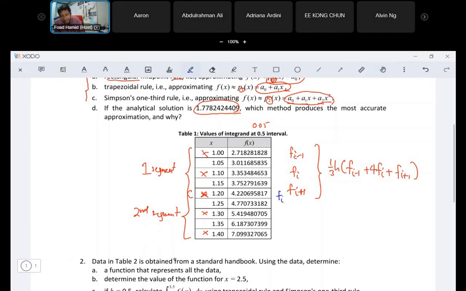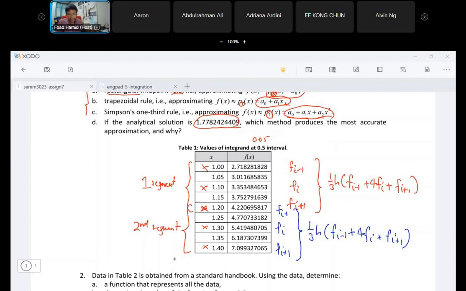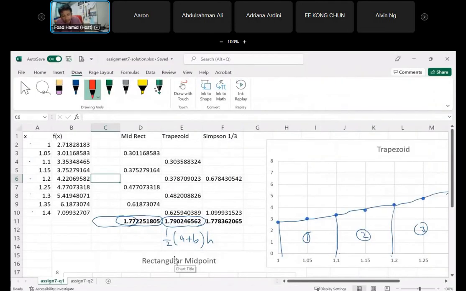F i minus 1. This is f i. This is f i plus 1. And this is for my second segment, which is 1/3 h f i minus 1 plus 4 f i plus f i plus 1. So that's what I did in my Excel. And if you look at the answer, this is my solution here. This is my solution.